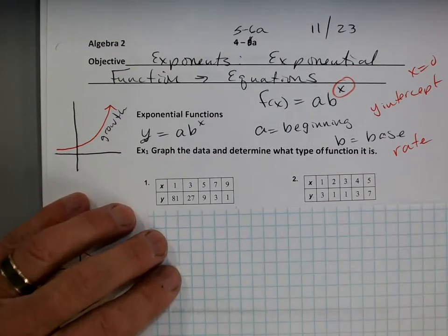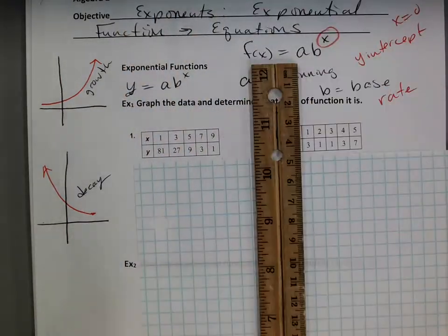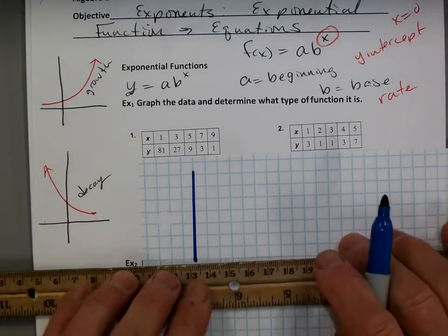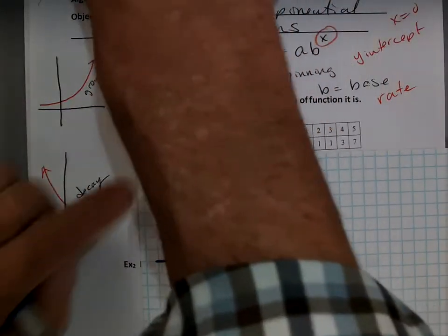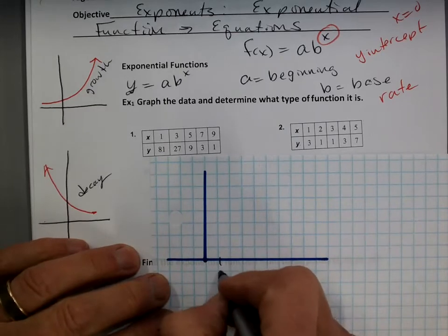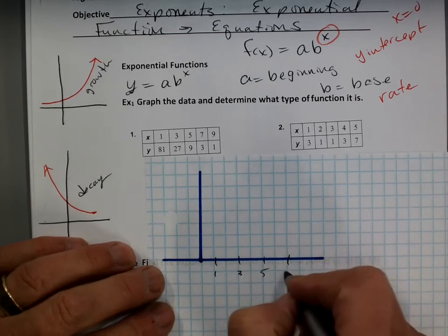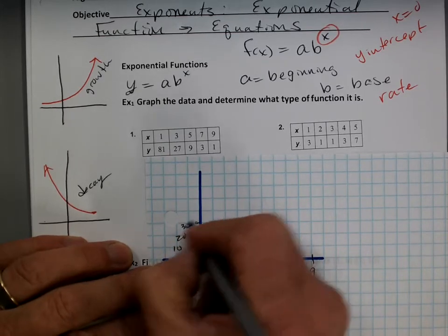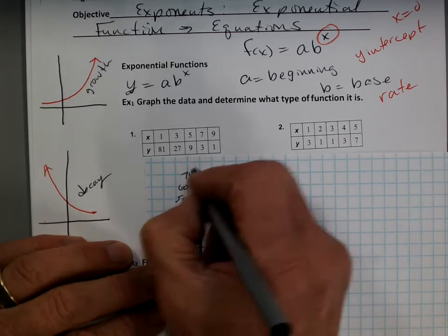All right, so if I took a look at question number one, and I want to graph it, it looks like I have to go all the way up to 81, so I'll make my y values go by 10. I can kind of see it is exponential, but let's graph it anyway. So if I put my graph down like this, we can go 1, 2, 3, 4, 5, 6, 7, 8, 9. And I'm going to go 10, 20, 30, 40, 50, 60, 70, and of course 80.